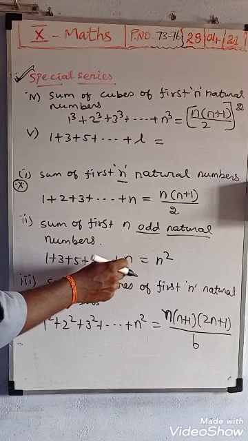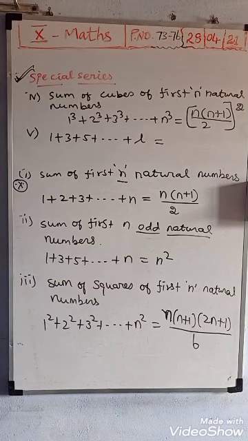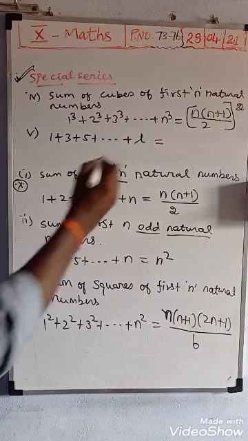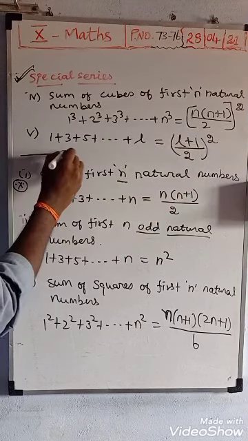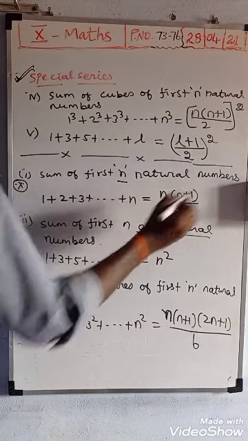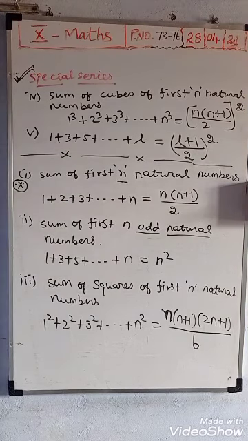Here we are adding n terms. Adding up to n terms, the formula is n squared. But when the last term is given, the formula is ((L plus 1) by 2) whole squared. This fifth formula is not in your new book, though it was in the old book, but anyway we can learn it. For the sum of odd numbers with the last term L given, the formula is ((L plus 1) divided by 2) whole squared. Using these 5 formulas, we are going to solve the exercise problems.